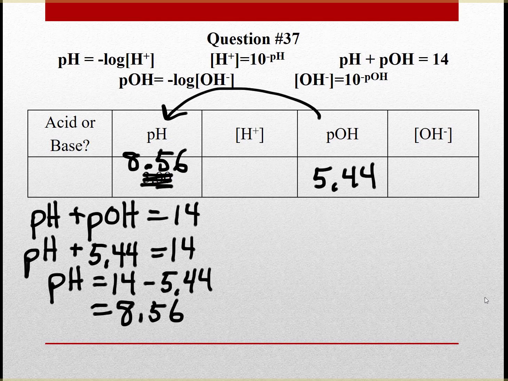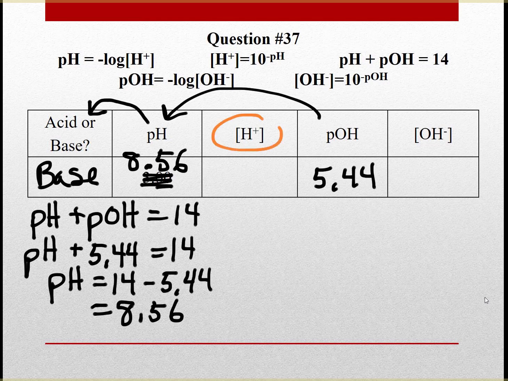Now that I know my pH, I can figure out if it's an acid or base. Remember, whether it's an acid or base always depends on the pH. This is above 7, so this is a base. Again, 7 is neutral, below 7 is an acid, above 7 is a base. All right, let's look at our other ones here.